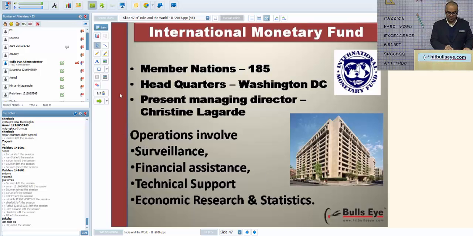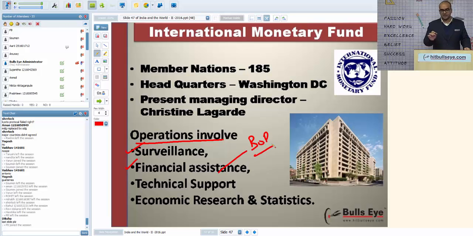Its operations involve surveillance of international financial systems so that there is not a repeat of the 2007 crisis which started in USA and spread across the world. Right, financial assistance to countries in case of a balance of payment crisis, that is when the forex reserve of a particular country falls to very low levels. Technical support, IMF also provides in case a country wants to change the structure of its economy.